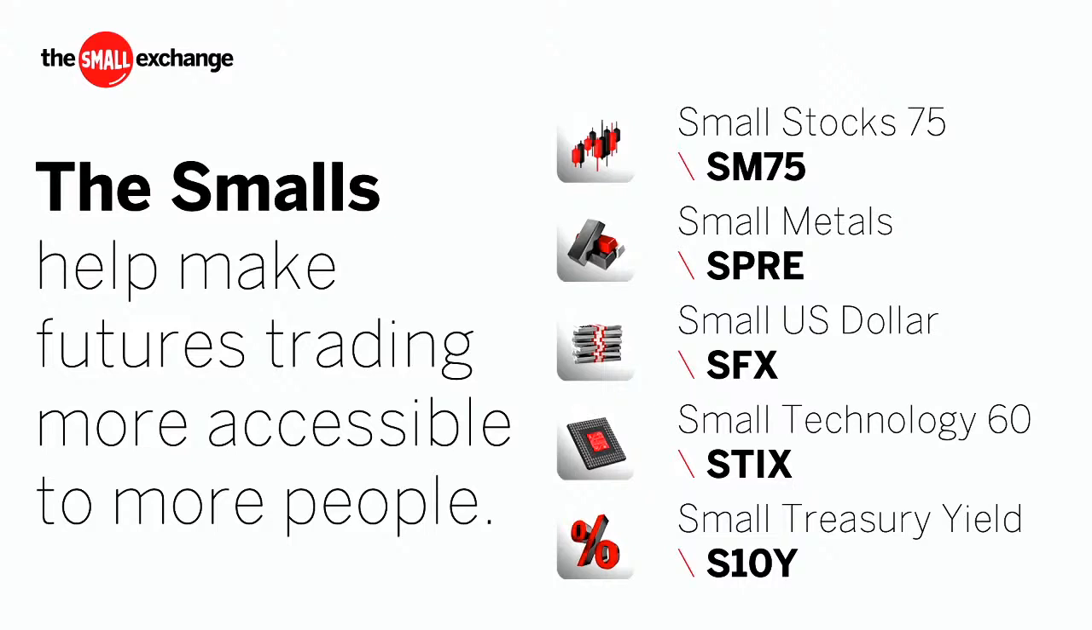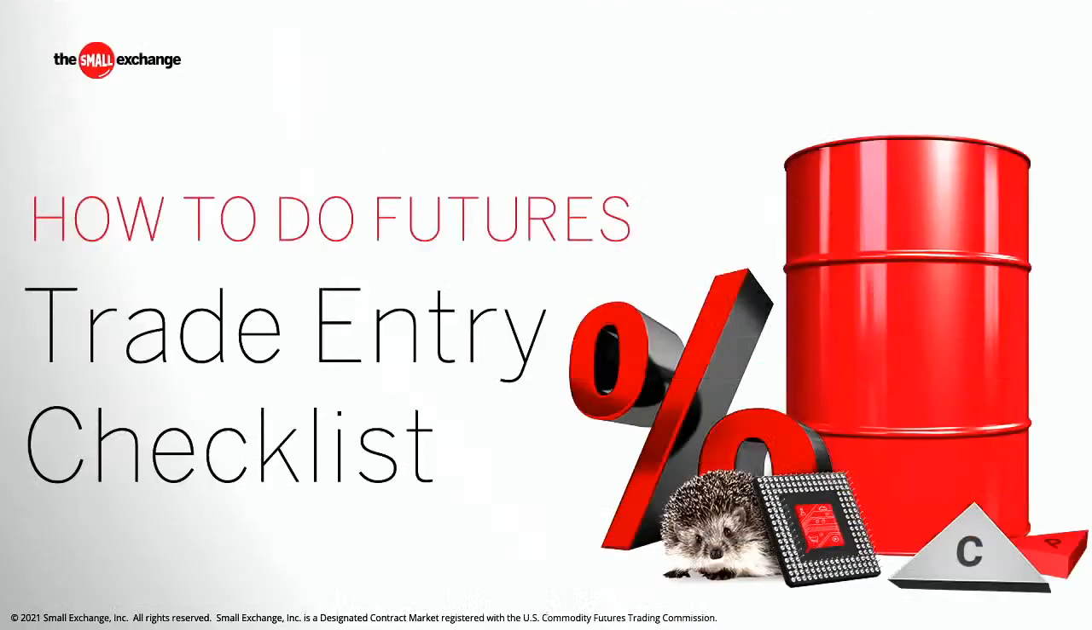We got equities, foreign exchange, commodities, we got the metals and interest rates, and we're adding another commodity here in a couple of weeks. Finally start to see maybe an oil product trading from the small exchange, so hang tight for that. And with that, everybody, that is how to do futures, the trade entry checklist.